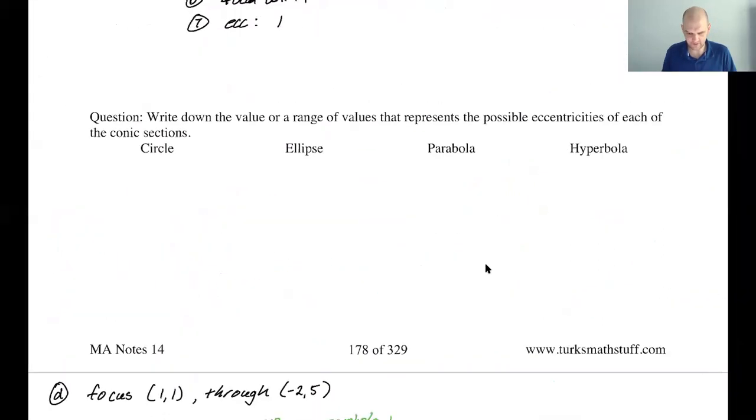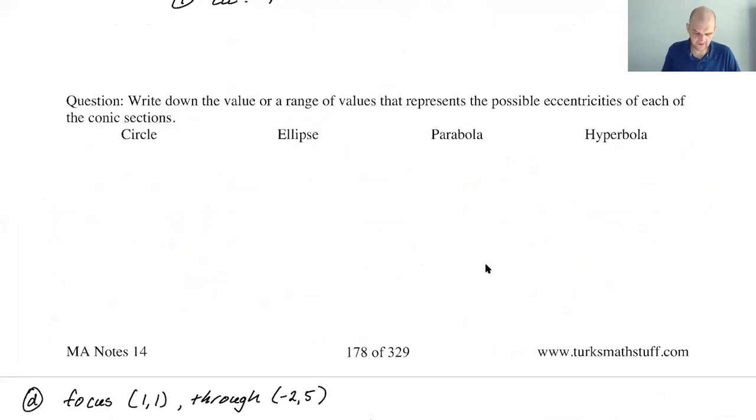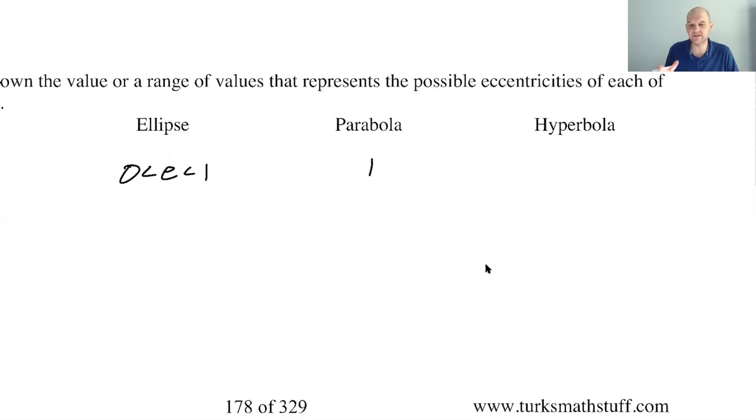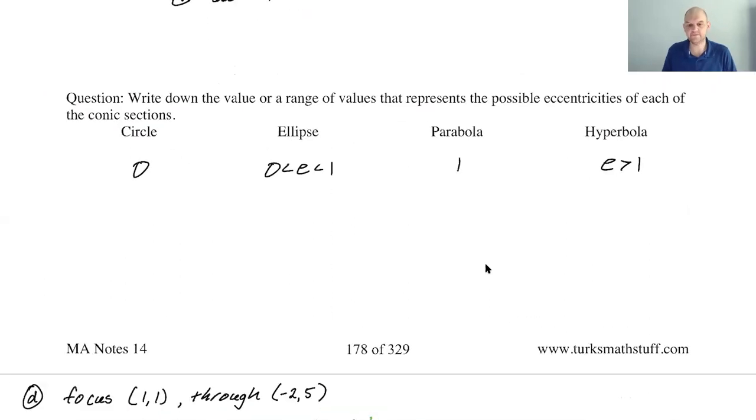So that's that problem. And then write down the value or range of values for the eccentricities. All right, so a circle is a perfect circle. An ellipse is kind of like a circle, but is not. A parabola is always 1. It's like the dividing line between sort of normal things and these insane hyperbolas. So this is just eccentricity is greater than 1. And that's that.